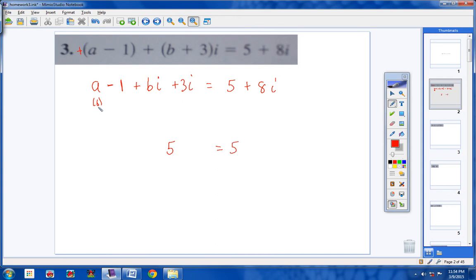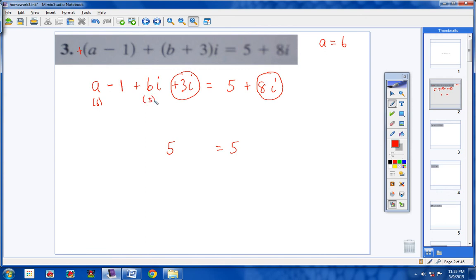So what does A have to be? 6. So up here I'm going to write A equals 6. Now, what does B have to be? Well, let's think about it. I want to have an 8I, correct? I already have a 3I here. So what would you have to put for B right here, so that when you took this number plus this number, you got 8I? Would it not be a 5?